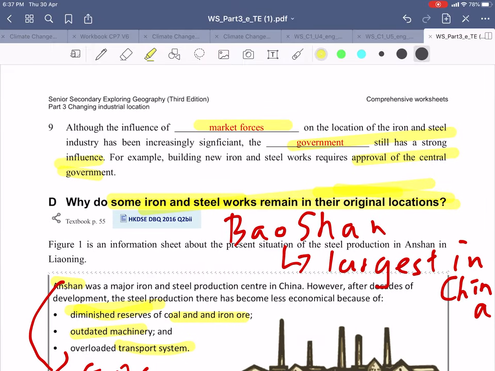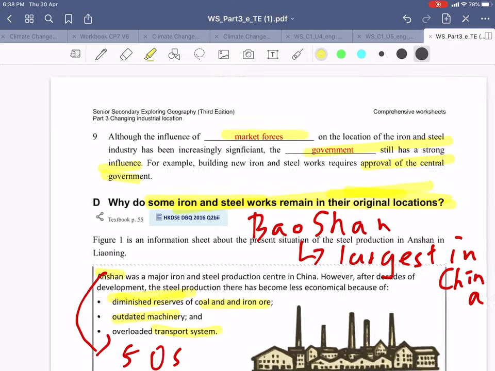Influence of the market force. Not just the market force, the government also plays a very important role, because in China, everything is led by government, okay? Just like if you want to move some houses away from an area, the government may provide good help if they are willing to do so. So the government also played a great role in the relocation of the iron and steel plant in Beijing, okay?